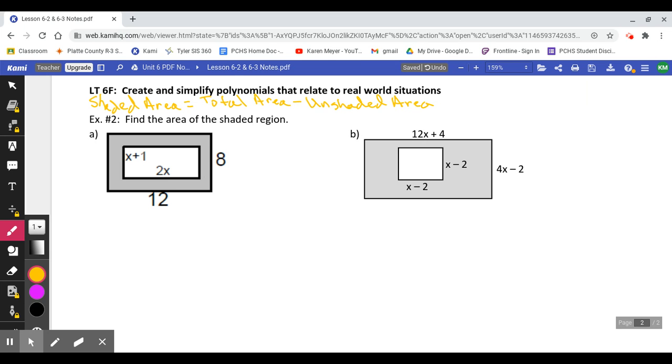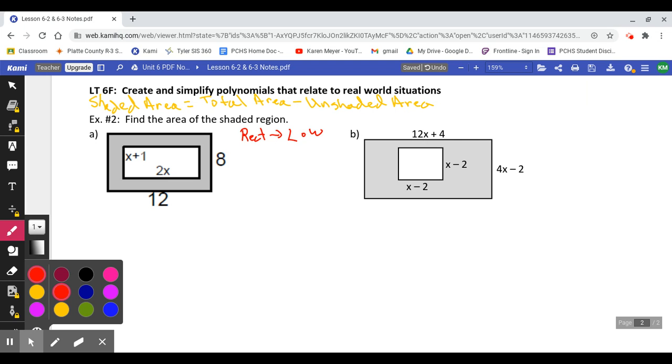Okay, so here on this one, the total area would be the big rectangle on the outside. And remember, for rectangles, you find the area by taking length times width. So my total area, I'm going to use TA for total area, would be 12 times 8, which is 96.